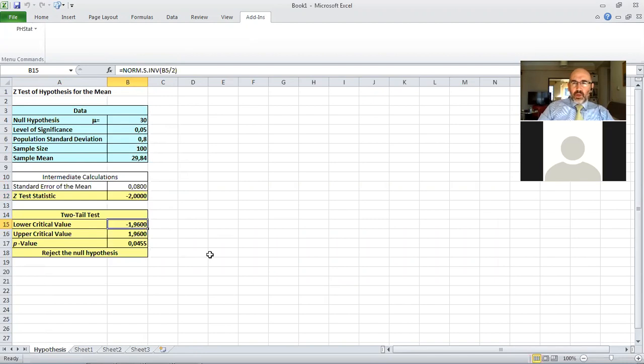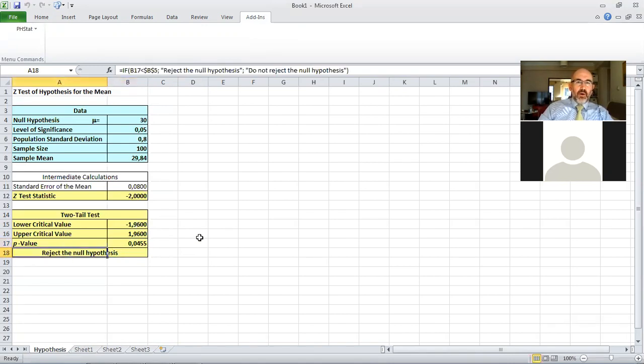The critical values, as I told you during class, you can check the table or just use the inverse function, NORM.S.INV. For Turkish, just replace INV by TERS, and it's going to work just as fine. And you have to divide alpha by 2 here. Those two functions give you the critical values. Now you don't have to do the comparison or anything, but you could do the comparison yourself. -2 is less than -1.96, so this is reject.